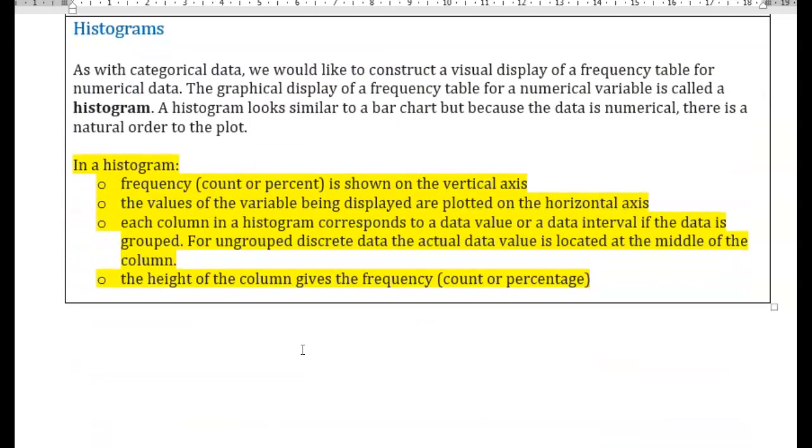So highlighted here in yellow, frequency or count or percent is shown on the vertical axis, okay, similar to a bar chart. The values of the variable being displayed are plotted on the horizontal axis. Each column in a histogram corresponds to a data value or a data interval in the data, if the data is grouped. For ungrouped discrete data, the actual data value is located in the middle of the column. Okay, and we'll have a look at a few examples of that. The height of the column gives the frequency, count, or percentage.